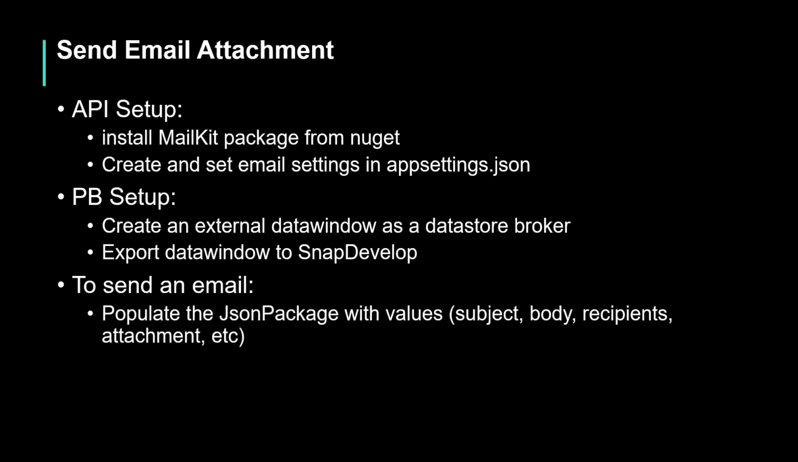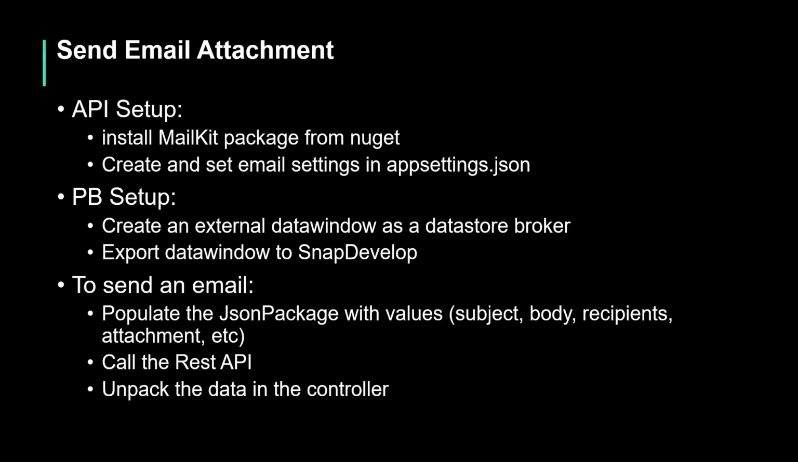So to send the email, you just simply populate a JSON package using the data store values, which could include the subject, body, recipients, and so forth. And then simply call the REST API. In that call, you would be sending the data store across the wire. And then once the call is made, you'd simply unpack that data and process it in your email service.